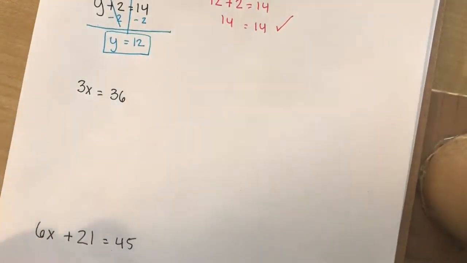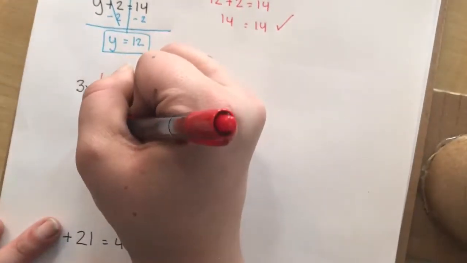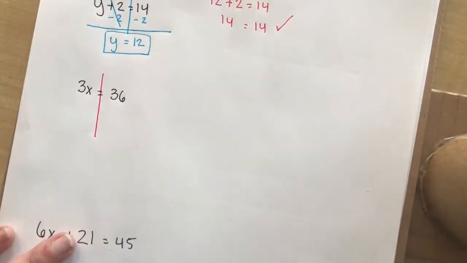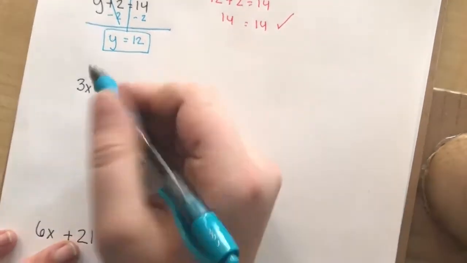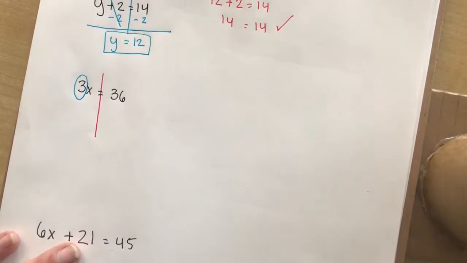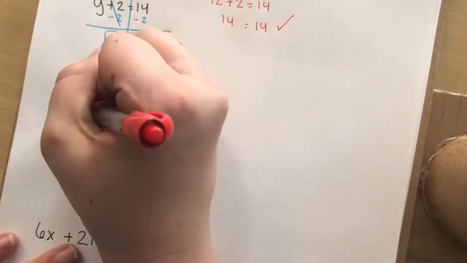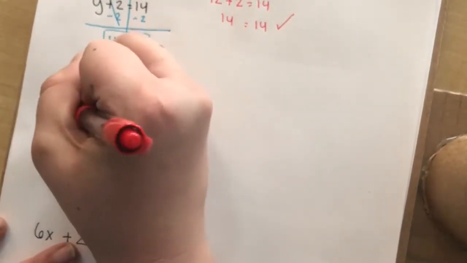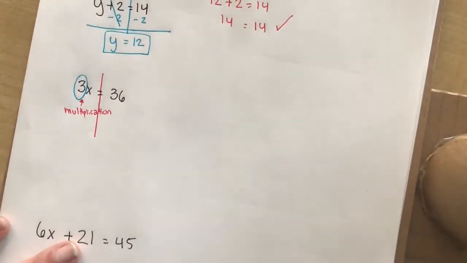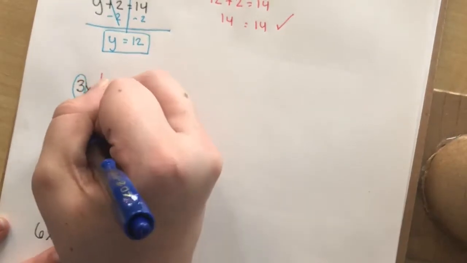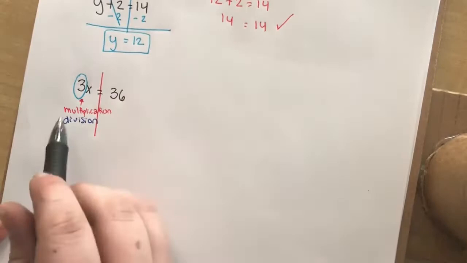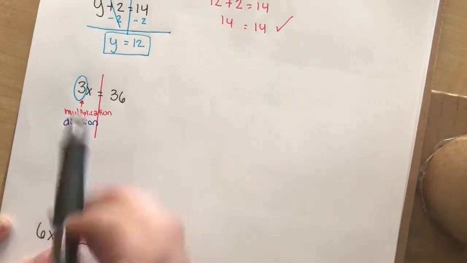Okay, so now we're going to do the same thing. I'm going to draw a line down my equal sign. I'm going to identify which side of the equation my variable is on, which is the left. This is the number I need to get rid of. I'm going to identify the math operation here as multiplication. So my inverse operation is division. And now I know what I need to do, because there's only one number I need to get rid of, and I need to divide.